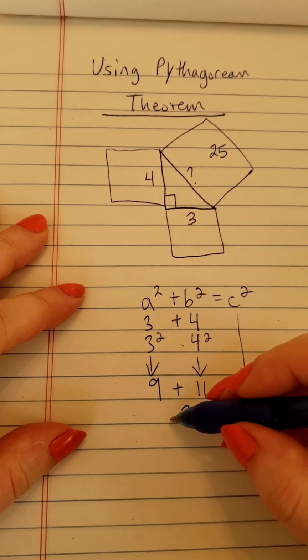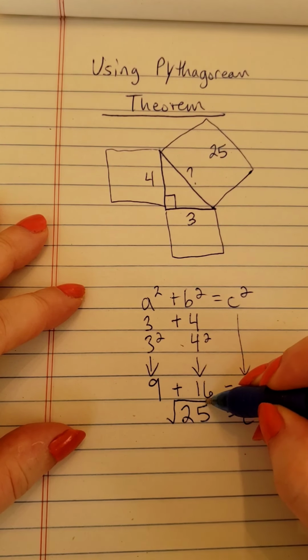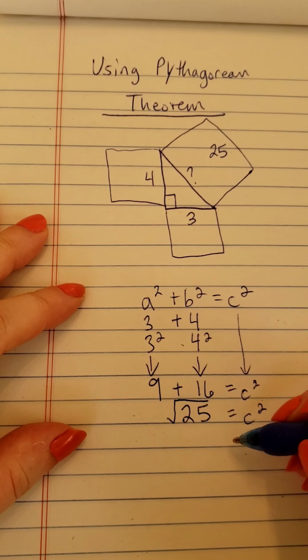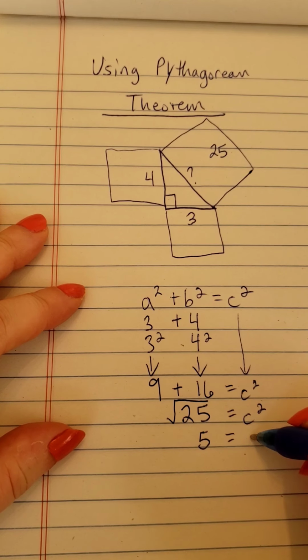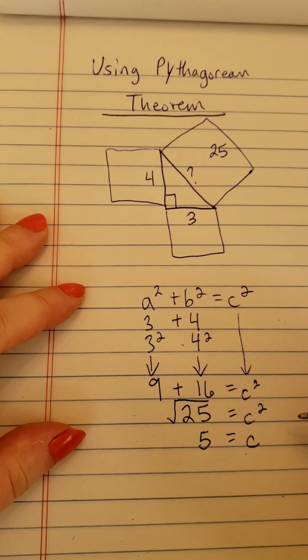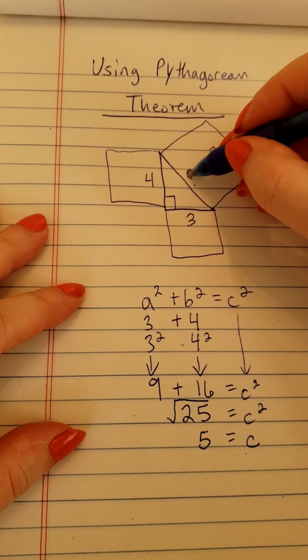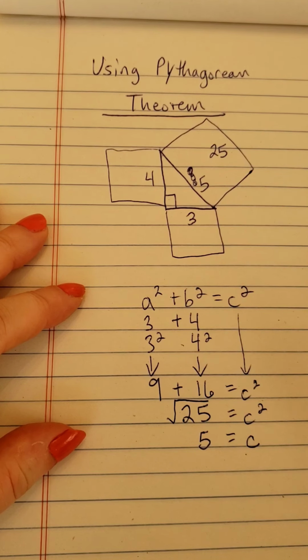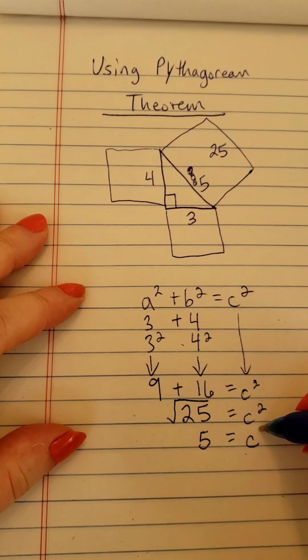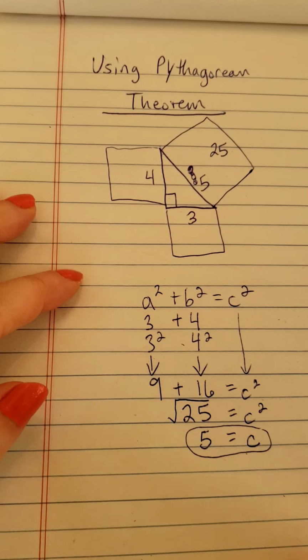So now what we want to do is take the square root of that number. Square root of 25 is 5, and that gives us our length of c. So that gives us our final side, which tells us that the final side is 5. Okay? So c equals 5. Yay! Okay, let's try another one.